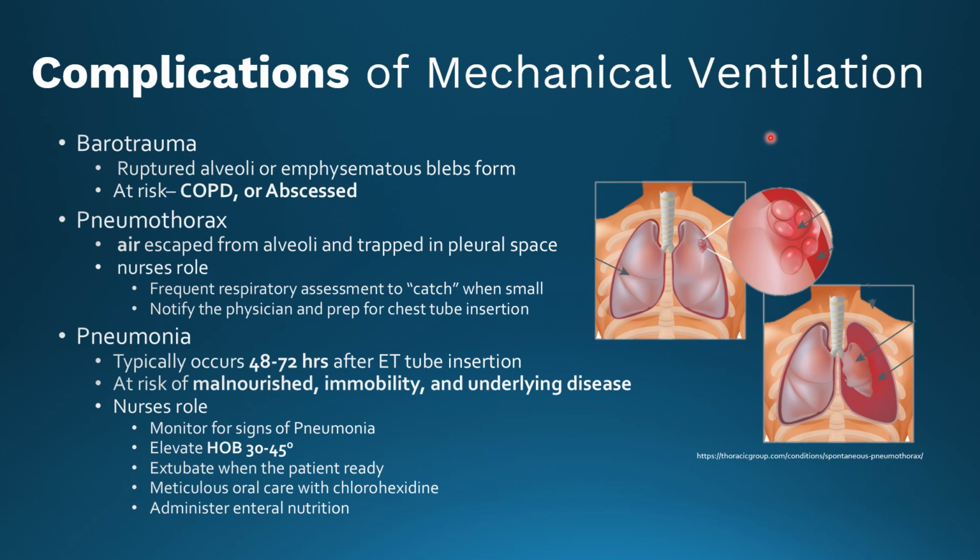Next complication is pneumothorax. So it's where air escapes from the alveoli and gets trapped in the pleural space, which is shown on this photo here. So we have air outside of the alveoli and in the pleural space, which then causes the lung itself to shrink or to collapse.